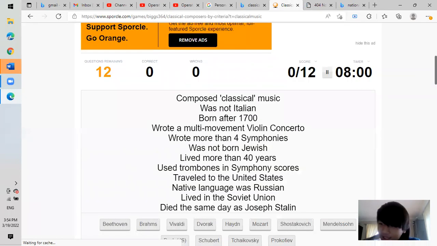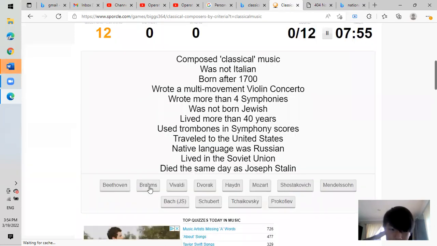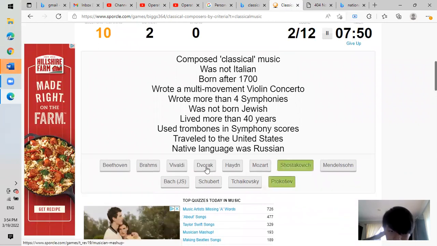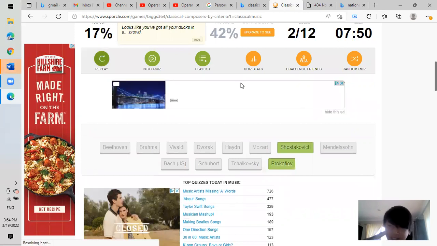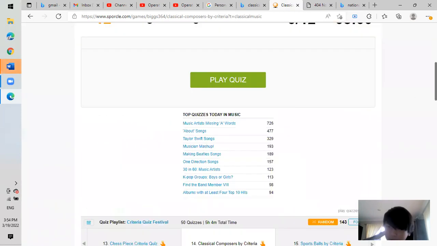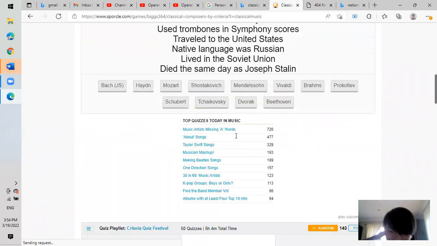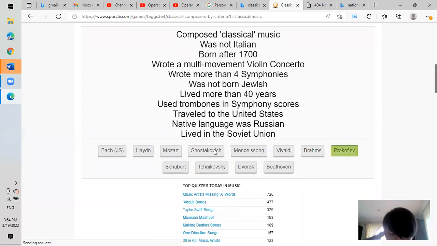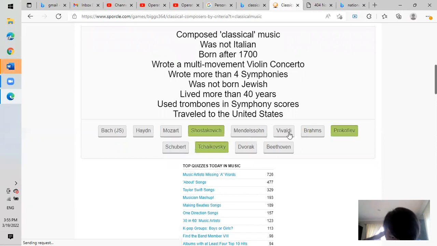Oh gosh, this is difficult. Really difficult. First it was Prokofiev, then Shostakovich, then Dvorak. Wait. Oh no, that's no. Then Tchaikovsky. Whoops. It was first Prokofiev. This is really annoying. Why can't you just let us finish the thing? Doesn't matter if you have a mistake. Learn from the mistakes.